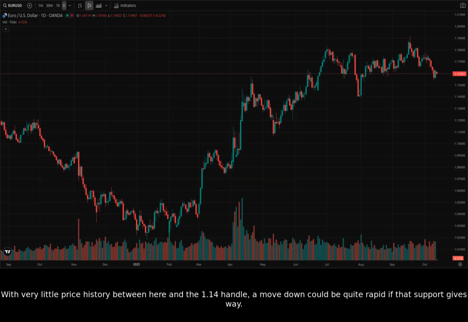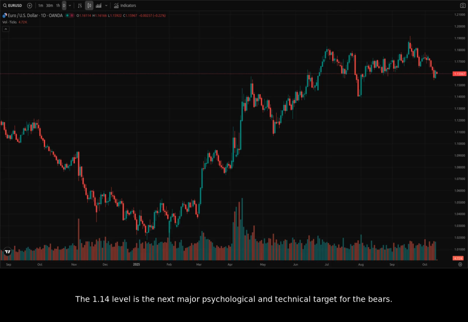With very little price history between here and the 1.14 handle, a move down could be quite rapid if that support gives way. The 1.14 level is the next major psychological and technical target for the bears.